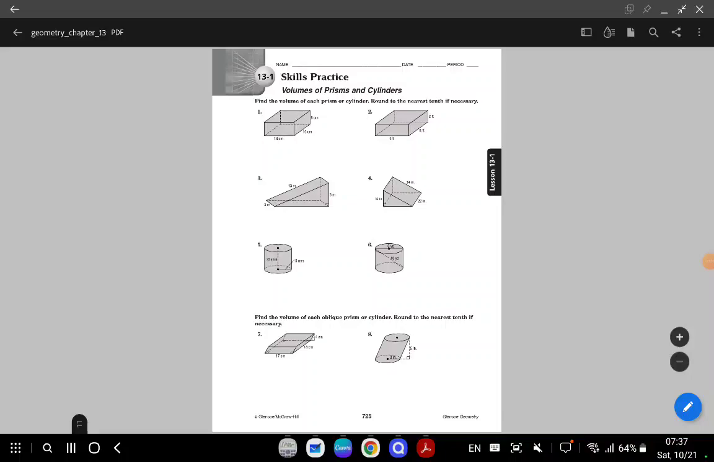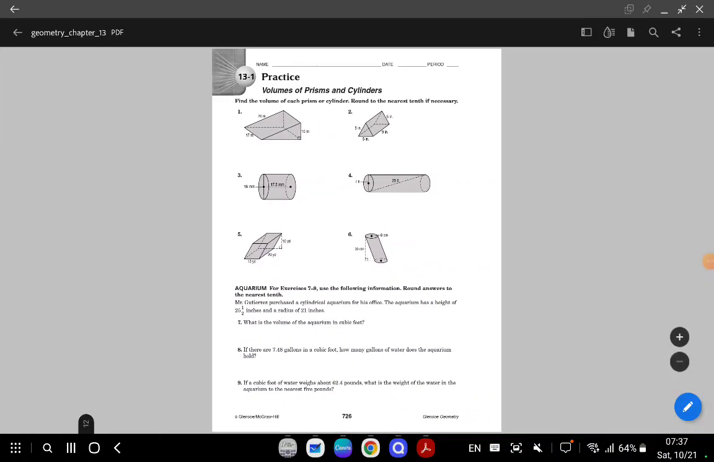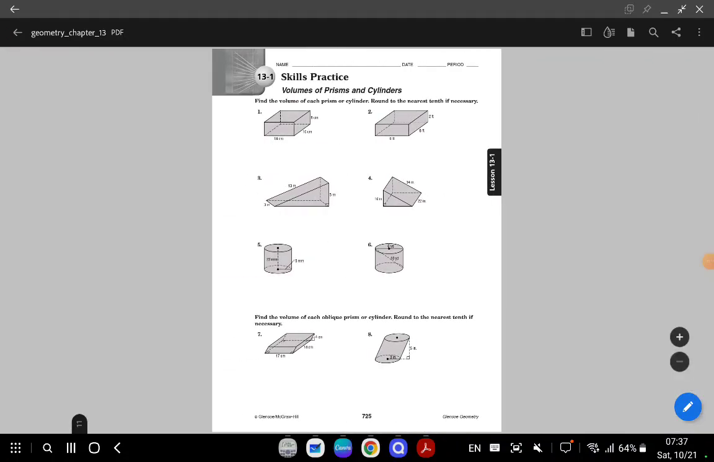Hello everyone. In this video we are going to look at the volumes of prisms and cylinders. We're going to work on page 725 and 726. Now the first thing I want to point out to you is that I'm not going to have the question on the screen. Please use your photocopies, and then I am going to work on this blank space.